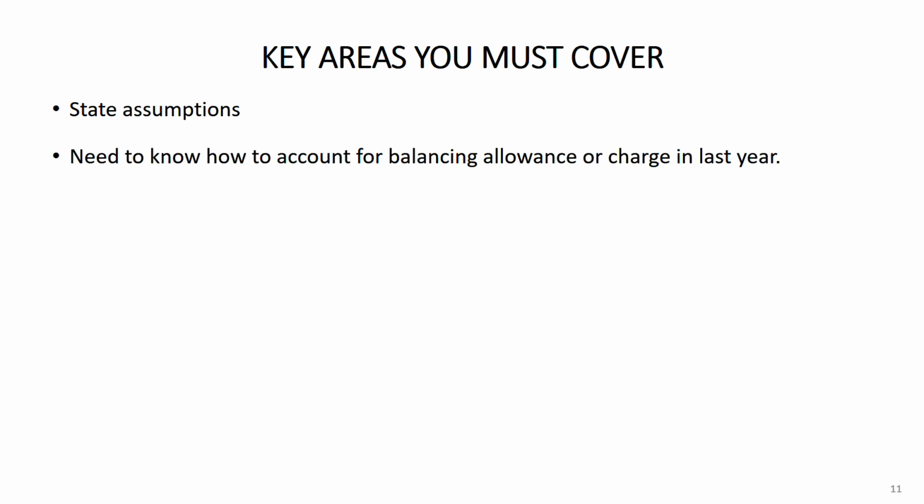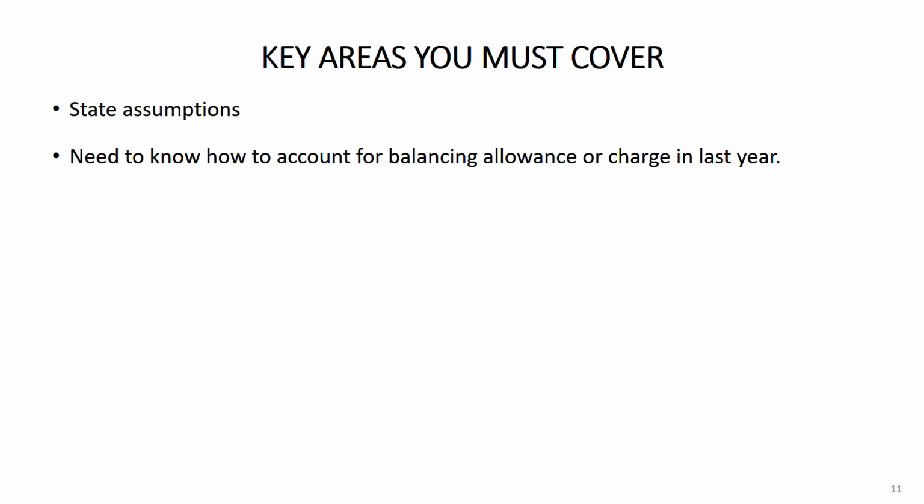Next, you need to know how to account for the balancing allowance or balancing charge in the last year. Remember when we used to do that table form, when we found the cash flows and all, there was a balancing allowance or charge which comes at the end, right? And most of you make a mistake in this part, in that balancing allowance or charge, right?